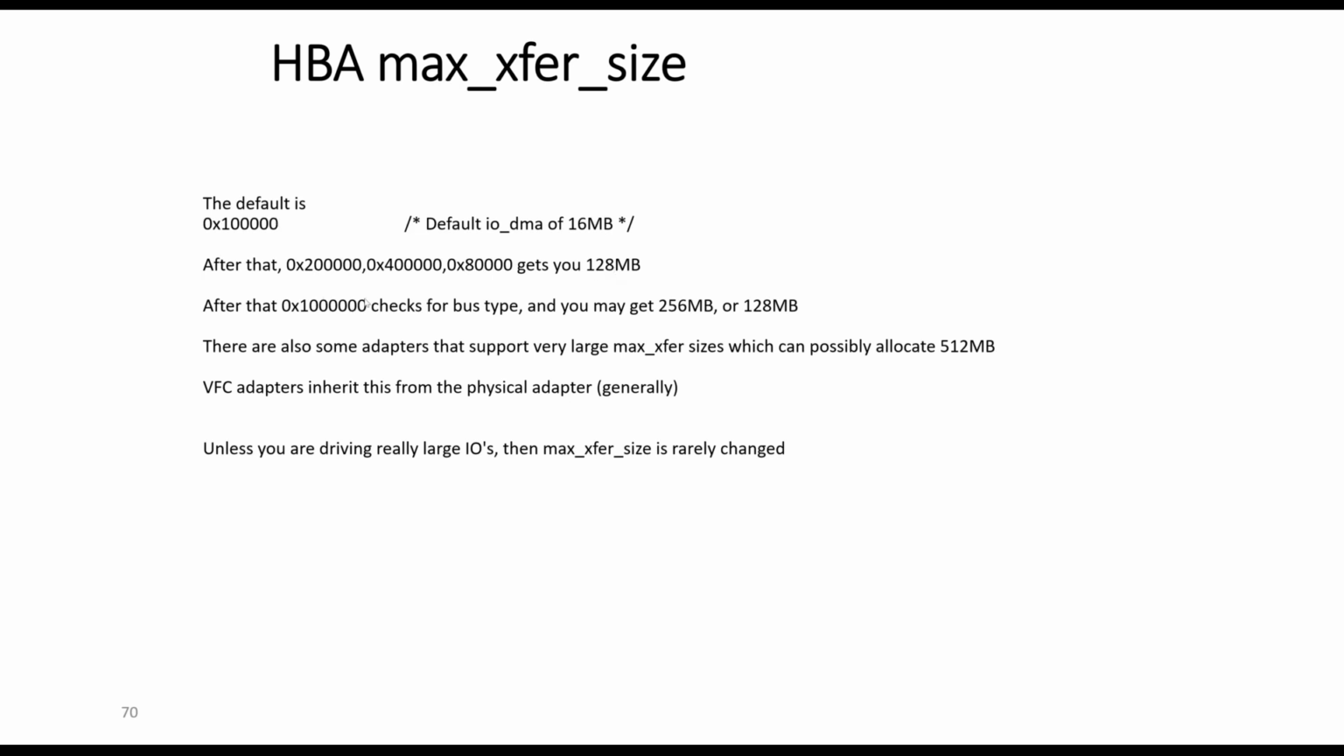Whether you put a 2, a 4, or an 8, you get 128 meg. And then if you add a 0 to the 1, depending on the bus that you're running, you'll either get 256 or 128, and then there are some various flavors of it. I just got this answer from IBM in the last week or so, because there was a lot of confusion over max transfer size, so I wanted to put this slide in so that you had it.